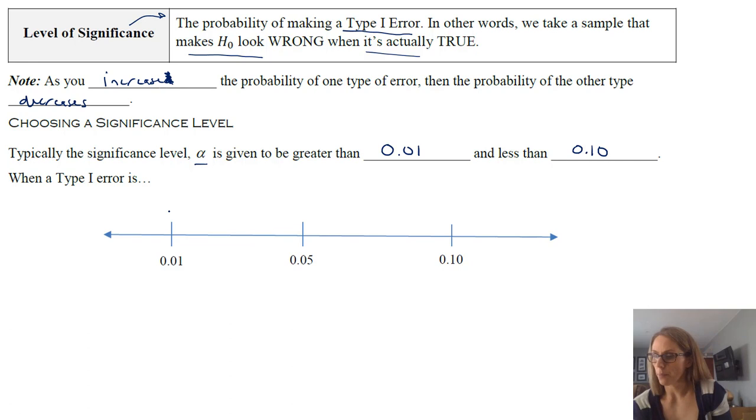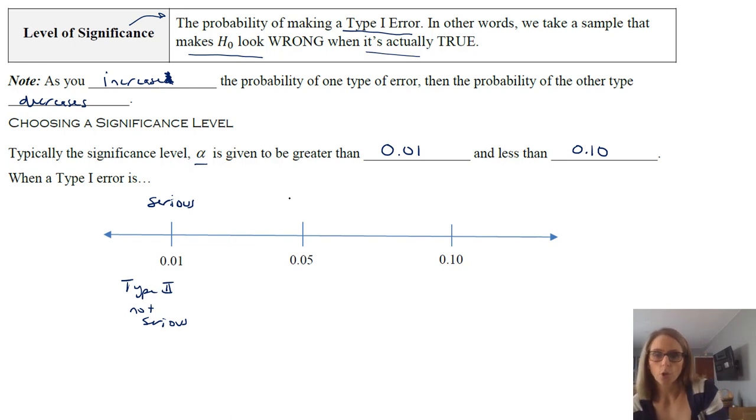So when a type 1 error is, say, for example, 0.01, that means the type 1 error is serious. Okay? It would be very serious to make a type 1 error. You do not want to do it. So you have a very low alpha. Type 2 error is not so serious. Now, in the middle, typically, you might see 0.02, and you could see maybe 0.07. I mean, it's not common.